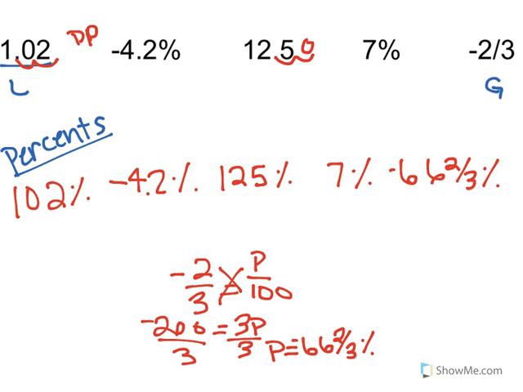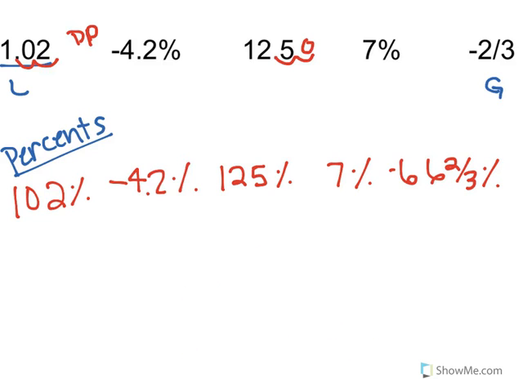Now we want it least to greatest, so if we look at least to greatest, my least number is going to be the negative 66 and 2/3, because negative 66 is less than the rest of them. Then we have negative 4.2, then 7, then 102%, and then 1250%.